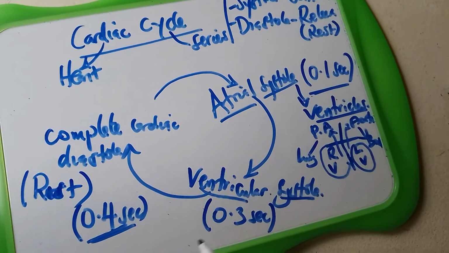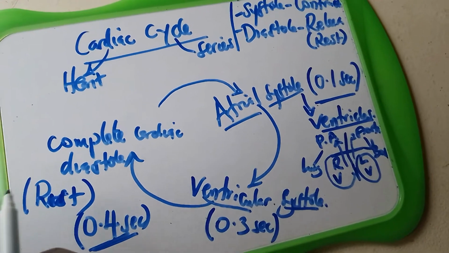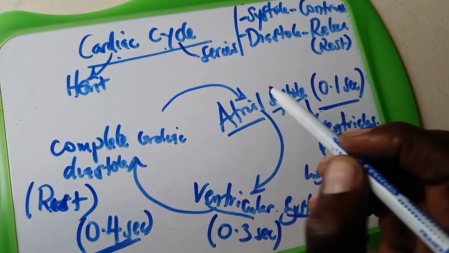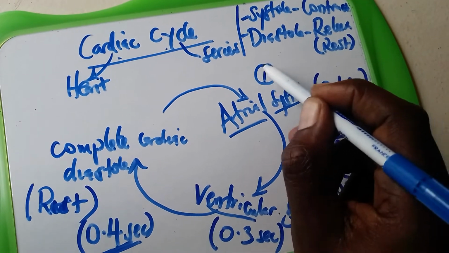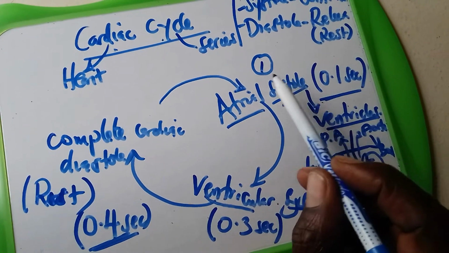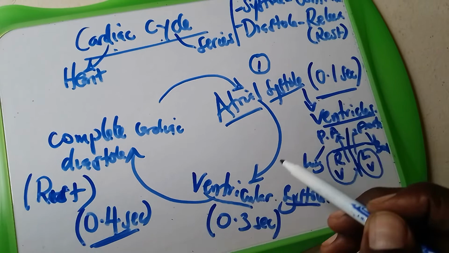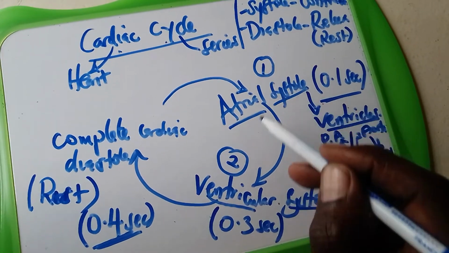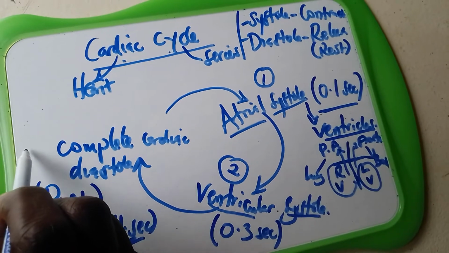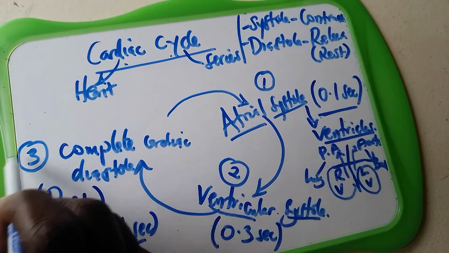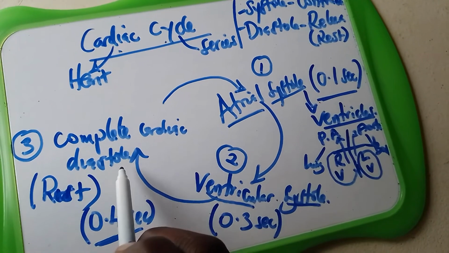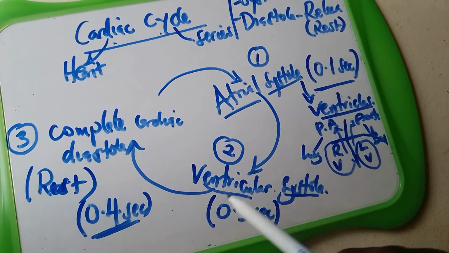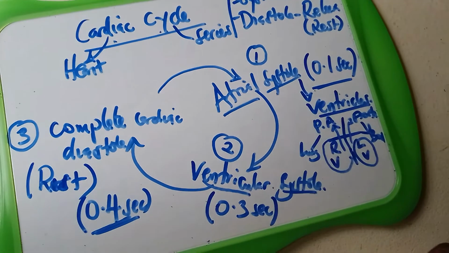So if you look at these three cycles, the heart has completed what we're calling a cardiac cycle. When we say this is one, the atria contract, then the second phase, two, is the ventricles contracting. Then after they contract, the heart has to go into a resting phase, which is complete cardiac diastole. So these are the cycles the heart undergoes. This is how the heart operates.